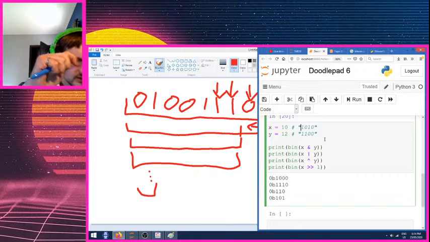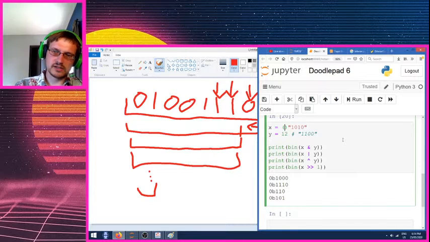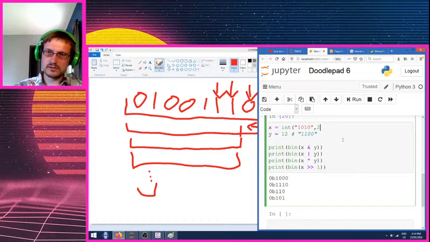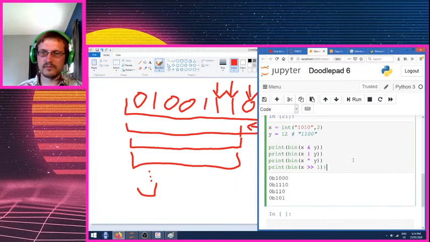Oh, okay. Thank you, Mars Lettuce. So you can convert it like so. You have to specify the base. So int, 2. Yeah, that works. So there you go.